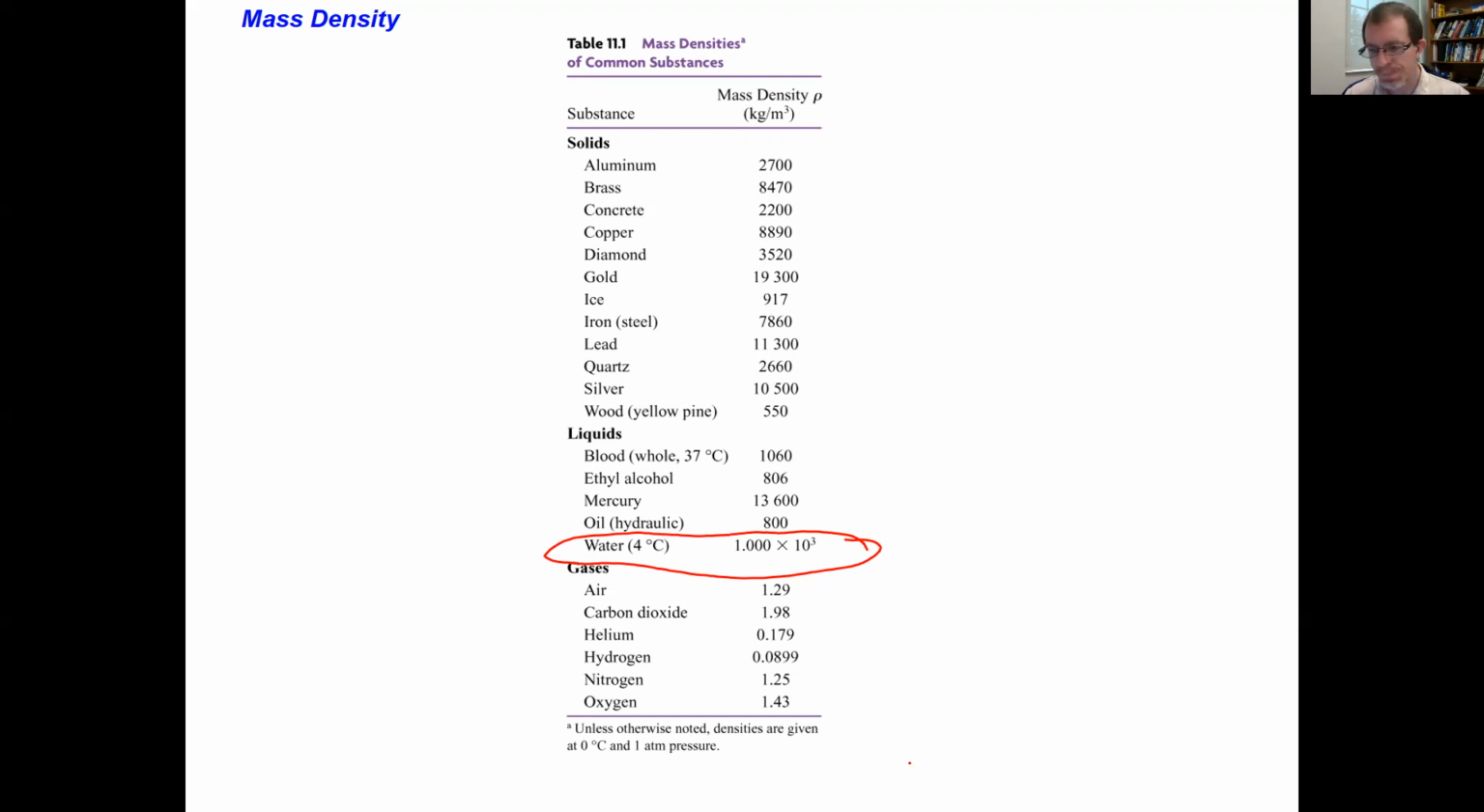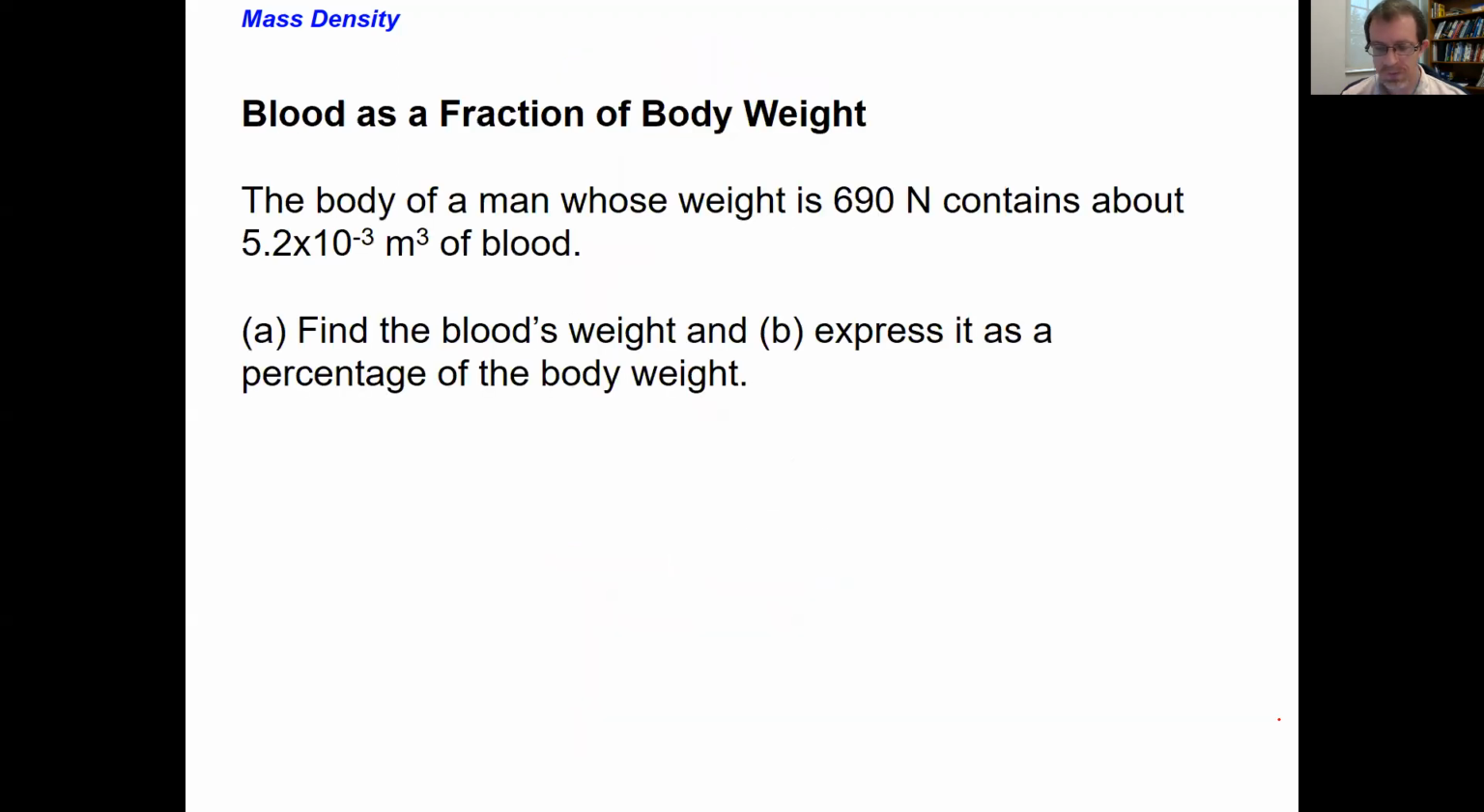All right. So moving on from there, let's try and use this idea of density to answer a question. It says here we've got a man whose weight is 690 newtons. And this man has 5.2 times 10 to the negative 3 cubic meters worth of blood inside of his body. What we want to do here is find the blood's weight, and we also want to express it as a percentage of the body weight.